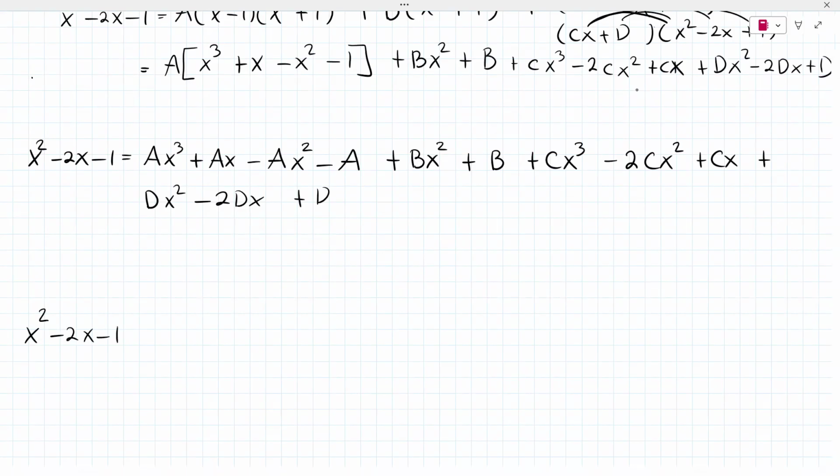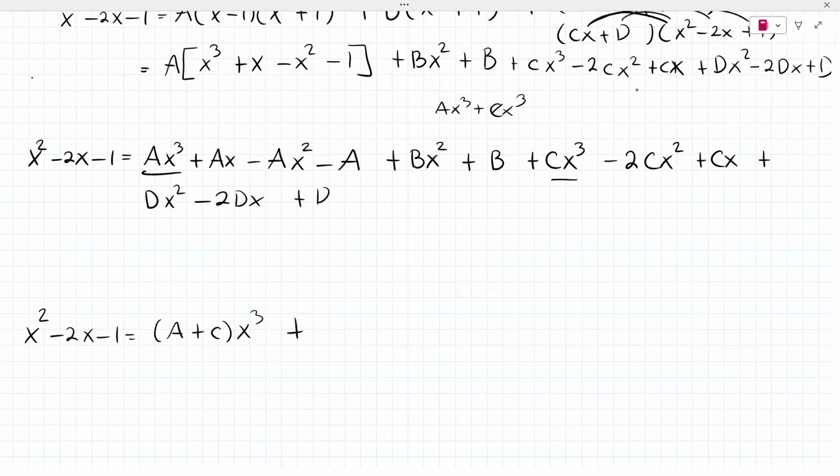And then over here, if you collect the x cubed, you have an x cubed here and an x cubed there. If you combine these, it's Ax cubed plus Cx cubed. When you collect, going with the highest power, like Ax cubed plus Cx cubed, you can factor out an x cubed. So it's really A plus C times x cubed, plus, and then go to the next highest power.